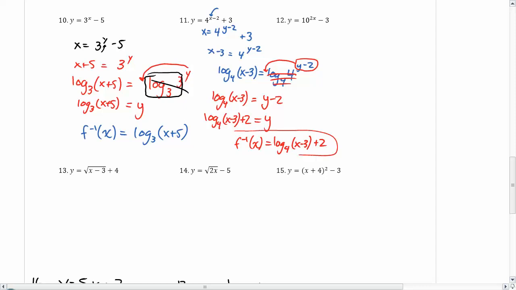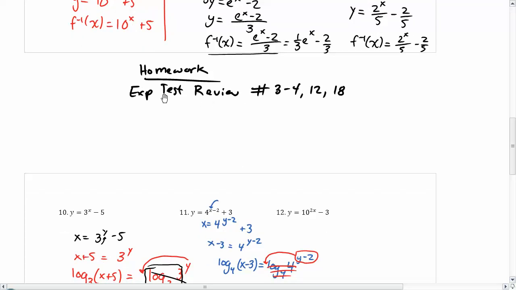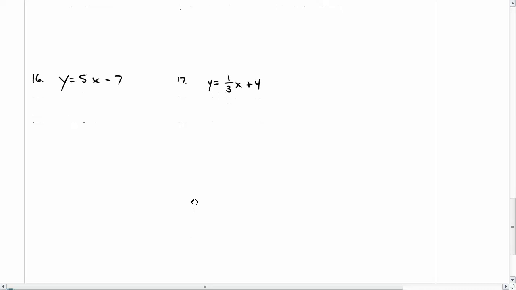Okay, so that's a general idea of how you can work these out. There's some homework that was assigned in class if you want to look ahead to that: the exponential test review, numbers 3, 4, 12, and 18. But this is the last section before the tests.